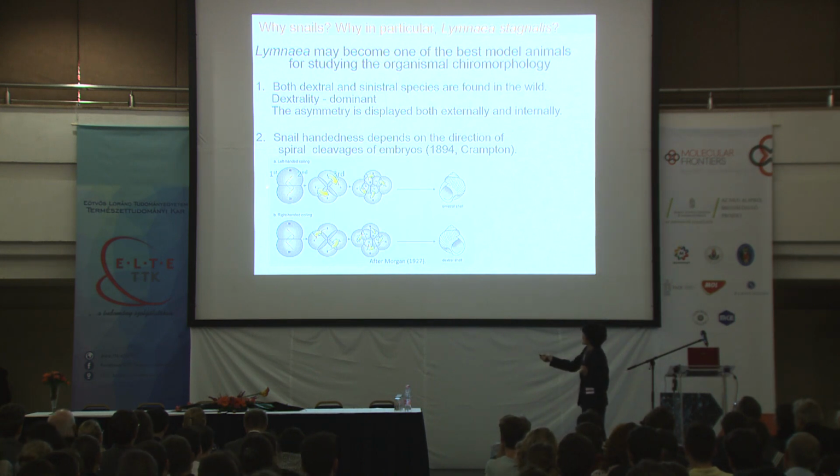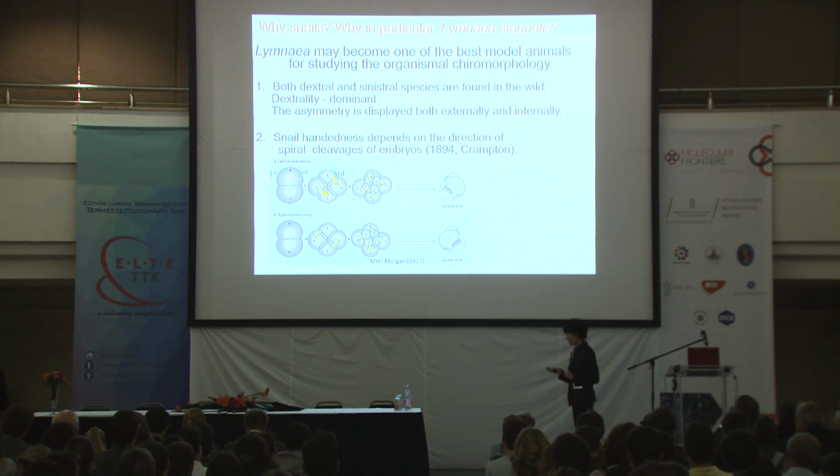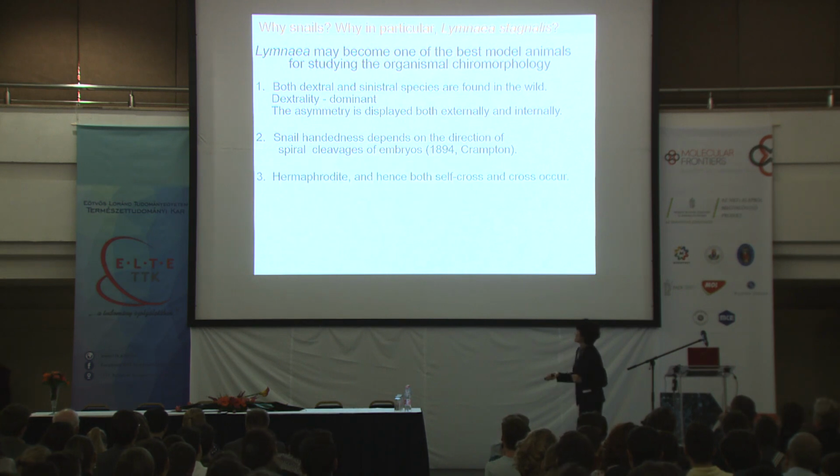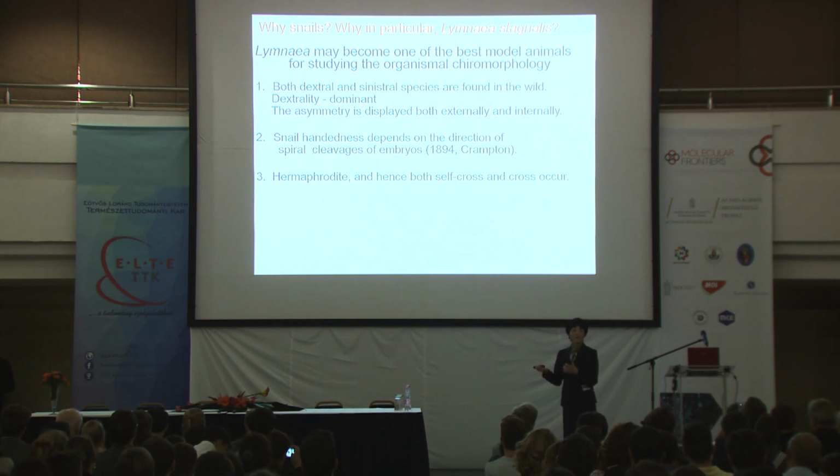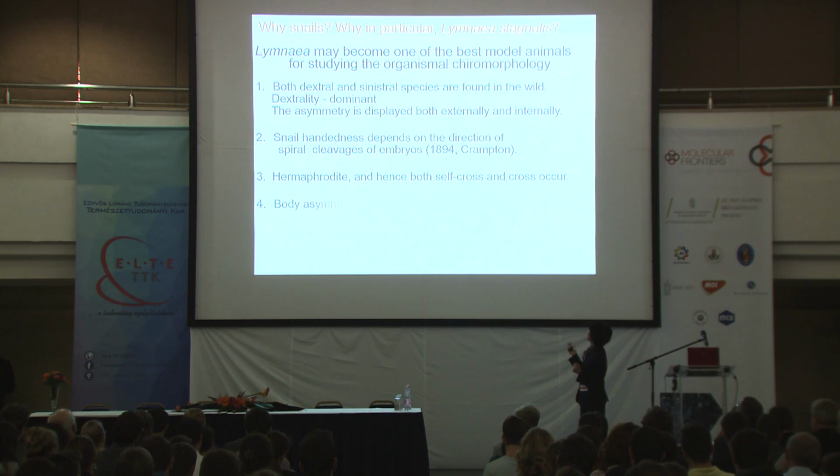At the one-cell stage, the fertilized egg, then 2-cell, 4-cell, 8-cell stage, if it rotates this way at the 8-cell stage, it becomes a sinistral one, and if it rotates that way, it becomes a dextral one. This has been reported. Third, it's a hermaphrodite, so it can be either father or mother. Hence, both self-cross and cross occur.